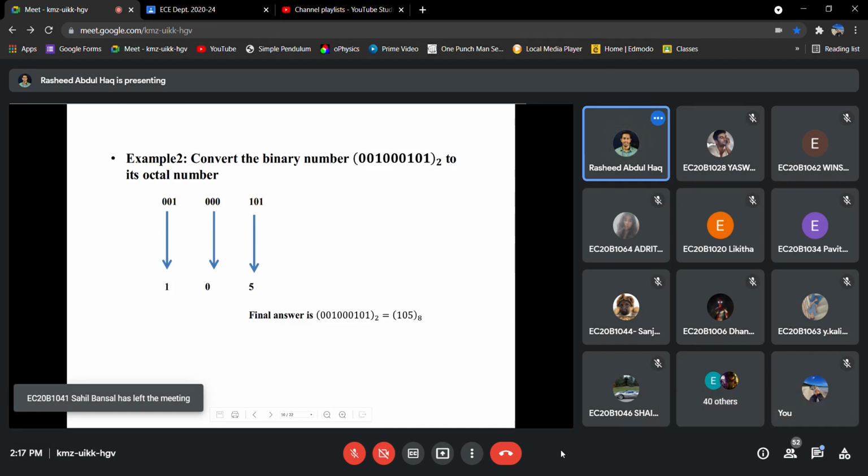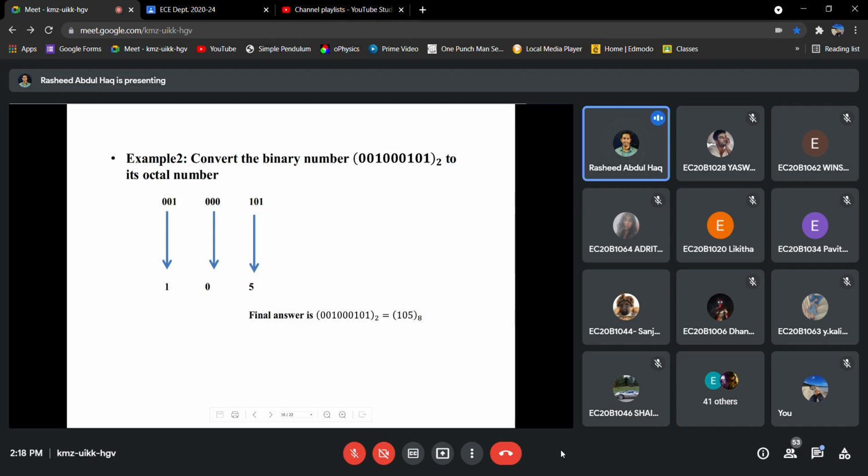105. Sir, your voice is too low, sir. Sorry. So I'm telling that we can convert the binary number which has 9 digits, that is 001 000 101. We can group them into 3 groups. First group is 001, second group is 000, and the third group is 101. And the octal number for each one is 1, 0, and 5. Thus, we are getting the answer 105.